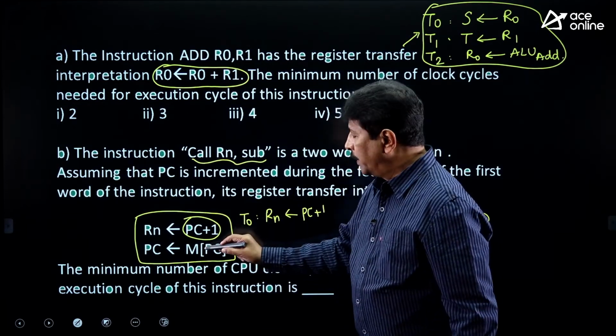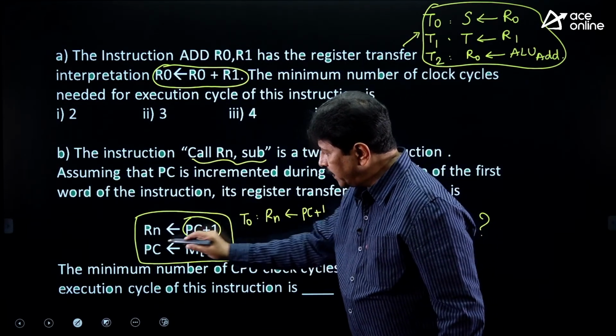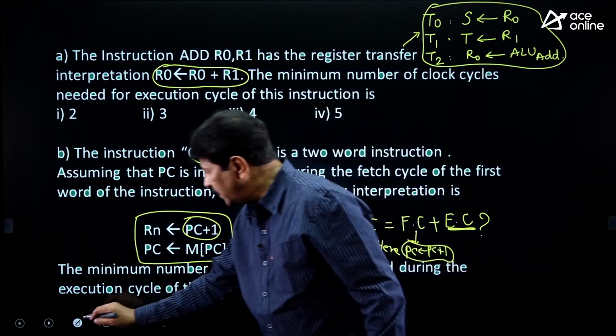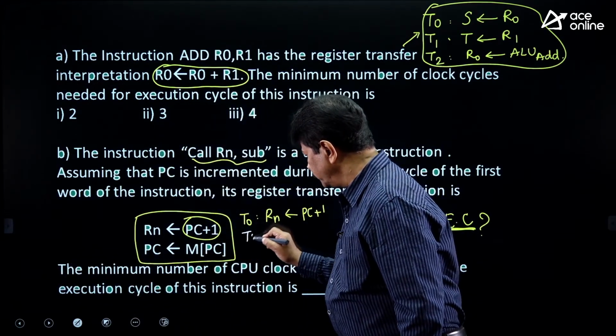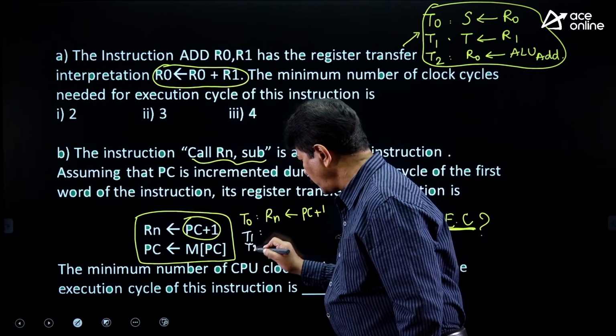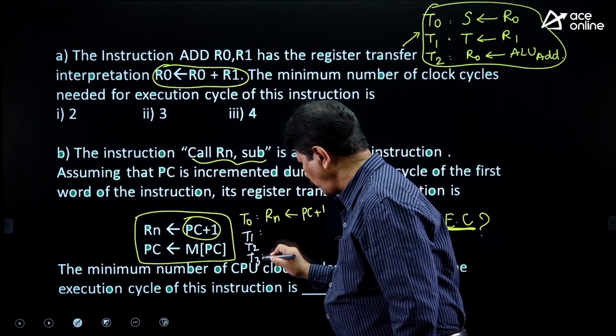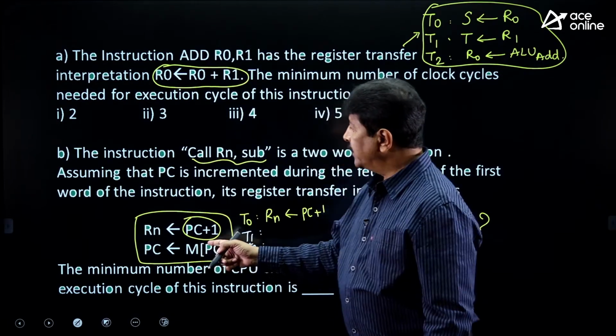For the program counter value to be written into the Rn register, it requires 1 clock cycle. Next, the memory has to be read and written into PC. This requires totally 3 clock cycles. Why? The description is already given.